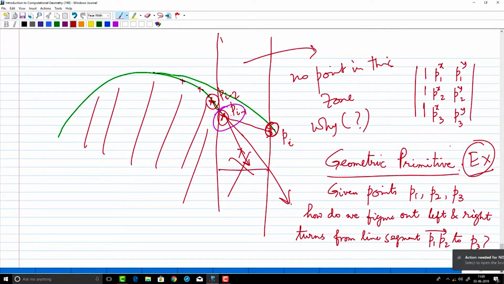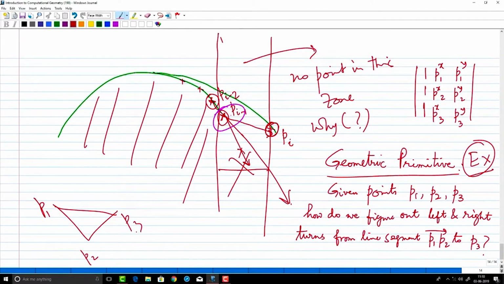If you argue on slope, there is some problem, because you have to do it on the other side, and then the slope here and the slope here would change a little bit. So, let us do it using the area of triangles. Essentially, if you look at P1, P2, P3, you compute the area of this triangle.